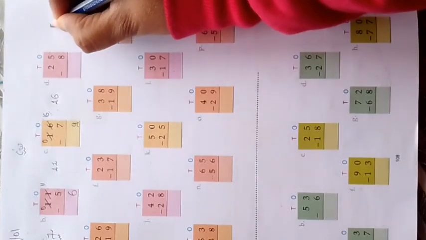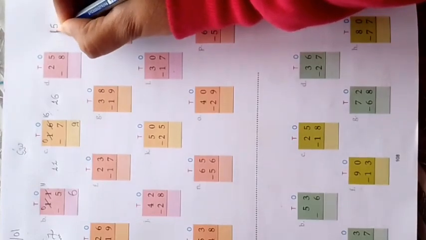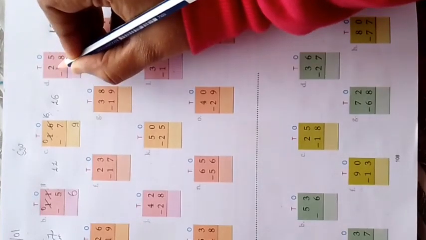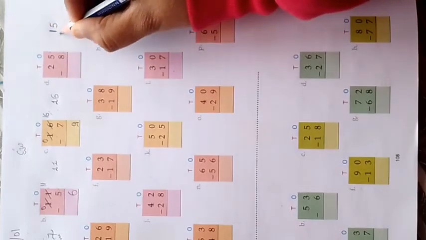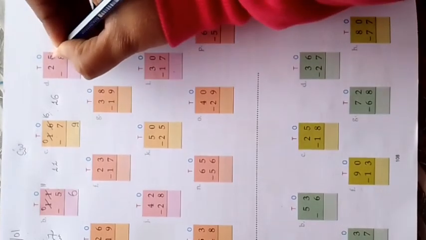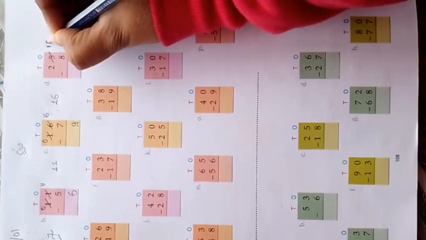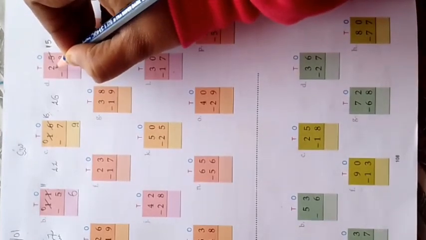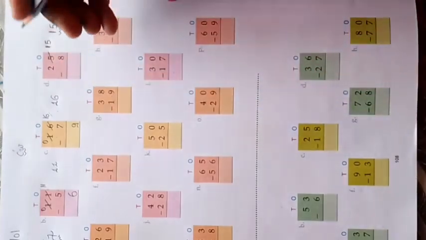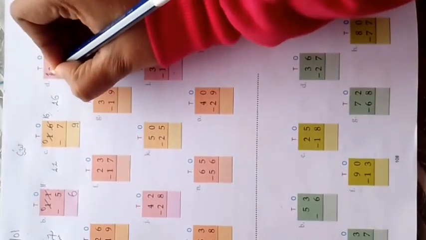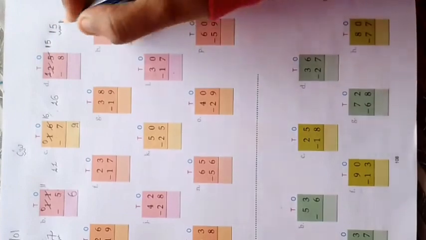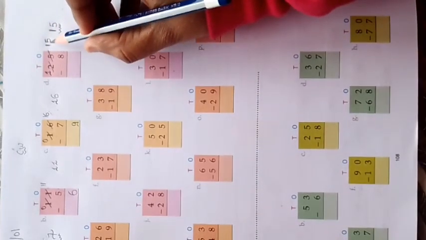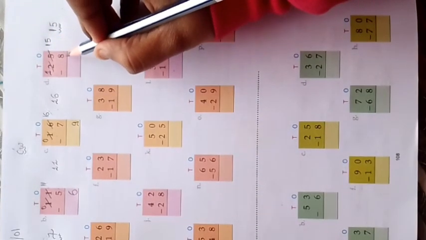So 5 is given, 1 borrow we have taken from here. Okay, from the left side we will take borrow. So what it will become? It will become 15. So this 5 will become 15. और यहाँ से 1 borrow we have taken, so 2 में से 1 borrow ले लिया, तो how many will remain here? 1 will remain here. Okay, now what we have to do? We have to subtract 15 minus 8.